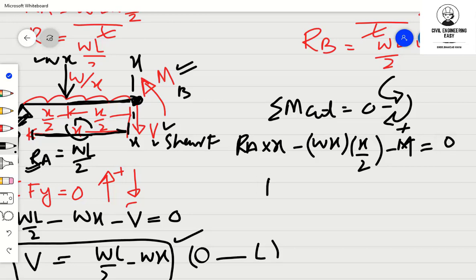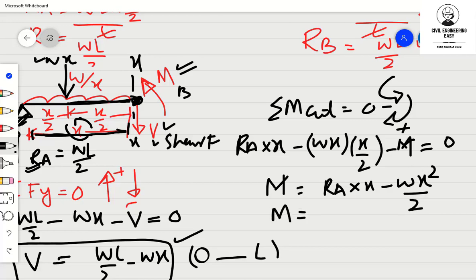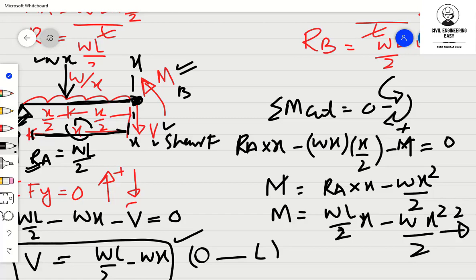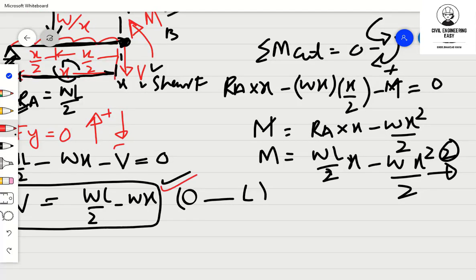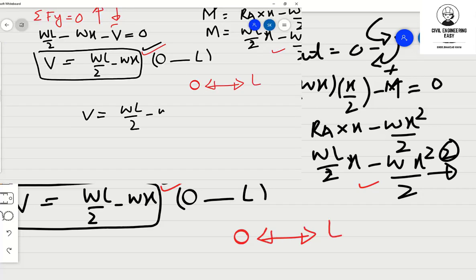So by calculation, M will be equal to RA into X minus WX into X square divided by 2. Putting the values of reaction A that we have already calculated, WL divided by 2 into X minus WX square divided by 2. We have got the second equation for the moment. These two equations are valid for the entire span of the beam, that is from a distance 0 to the span of the beam, that is L.